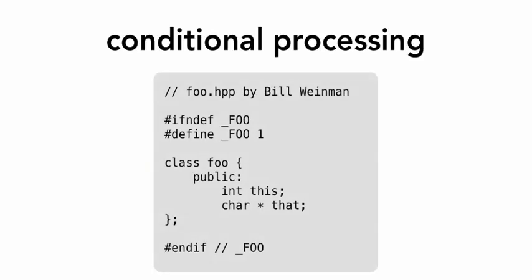Conditional processing allows you to compile parts of your code only if certain conditions are true. In this common example, the contents of a header file are only processed once. This technique is called an include guard. Keep in mind that this step happens before compilation, so you may only use constants and preprocessor macros for your conditions.